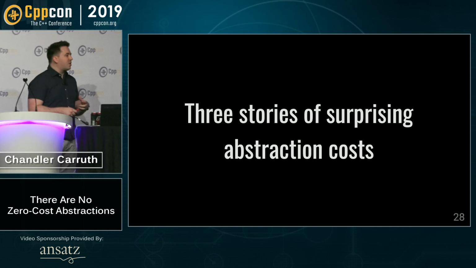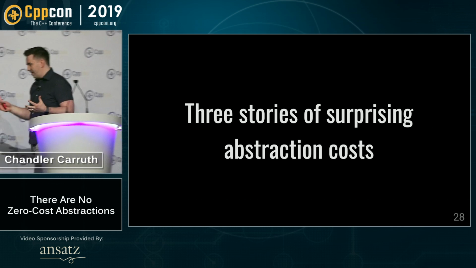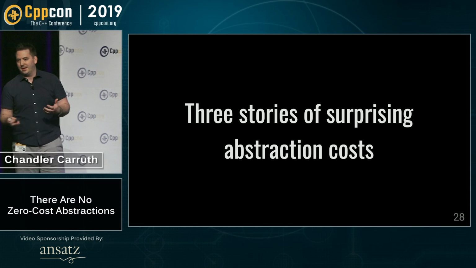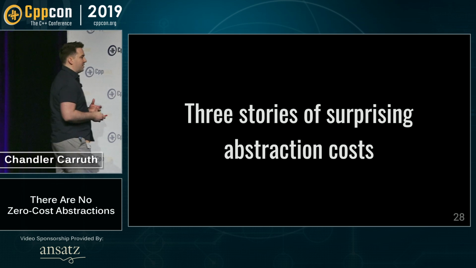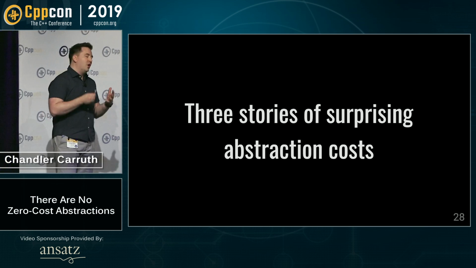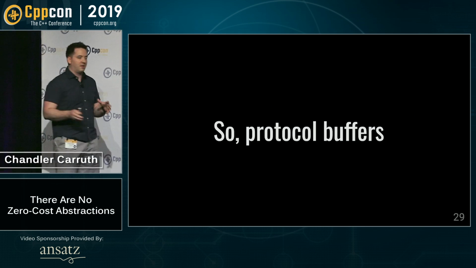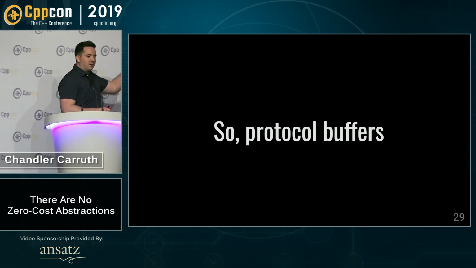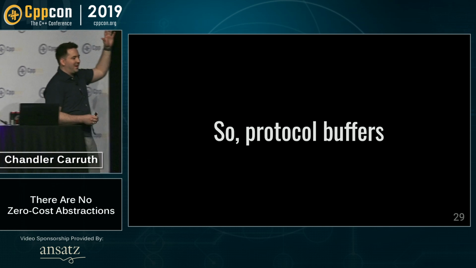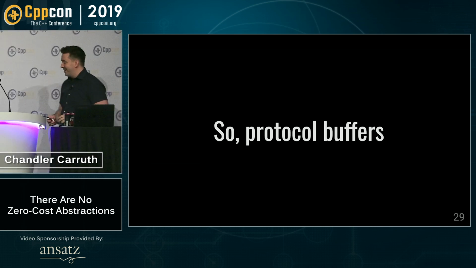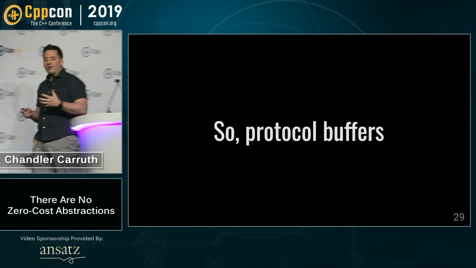So I want to try and tell you 3 stories that I have about abstraction costs that were surprising, that we didn't really see coming. And the first of these stories is about a system that is really, really important to me. It's called protocol buffers. How many folks here have ever heard of protocol buffers? Wait, you're clapping? Okay. But lots of people know what protocol buffers are, which is good.